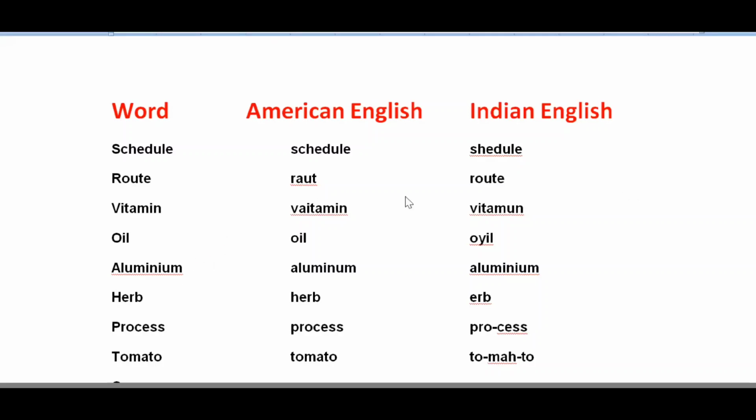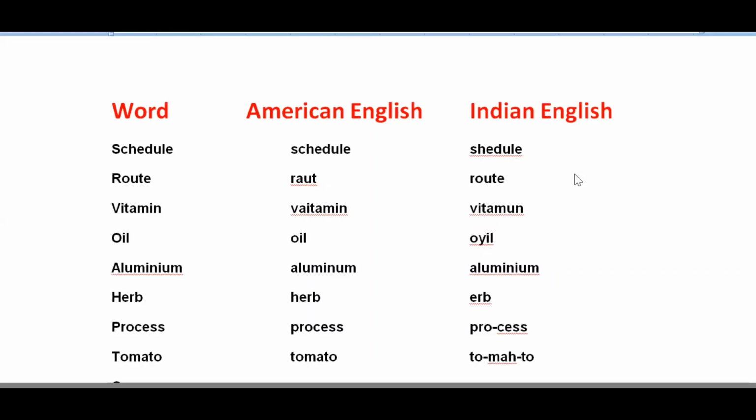The next word we have is route. American people say route. And Indian people pronounce this as route. Let's go for the next word. Vitamin. Indian people would say vitamin. Oil in American accent. In Indian accent, people say oil. In American accent, we say aluminum. In Indian accent, people say generally aluminium.